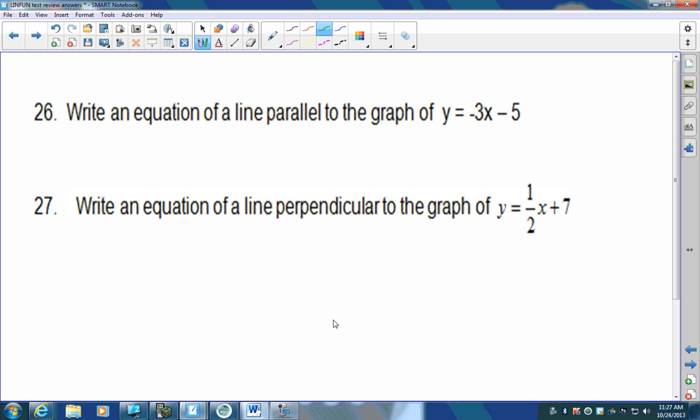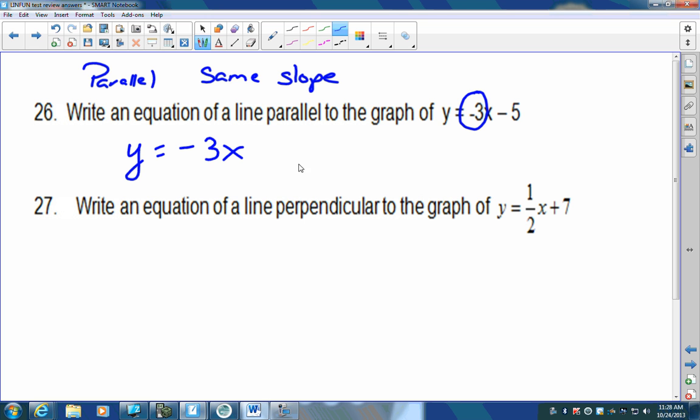Okay. Number 26 says write a line parallel to the graph y equals negative 3x minus 5. What does it mean when two lines are parallel? They don't touch, yes, but what is true about their equations? They have the same slope. You need to make sure you know that and write it down. Your slope is negative 3. So you can write any equation that has negative 3x. Negative 3x plus 7, negative 3x minus 10, as long as it has a different y-intercept than your original problem.